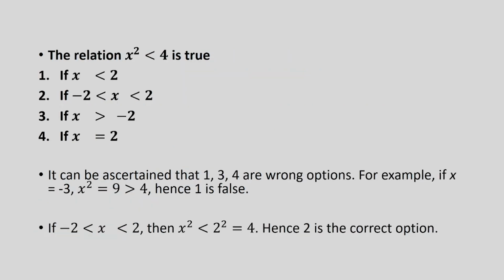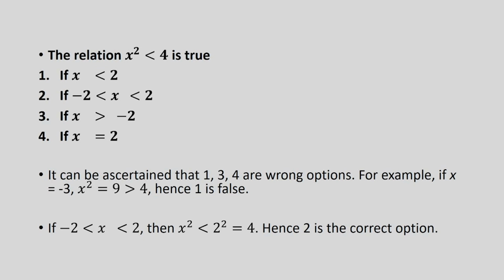Okay, here is another problem from mathematical logic. The relation x squared less than 4 is true, number 1, if x is less than 2; number 2, minus 2 is strictly less than x, strictly less than 2; number 3, x is strictly greater than minus 2; and number 4, x is equal to 2. How do we tackle this problem?